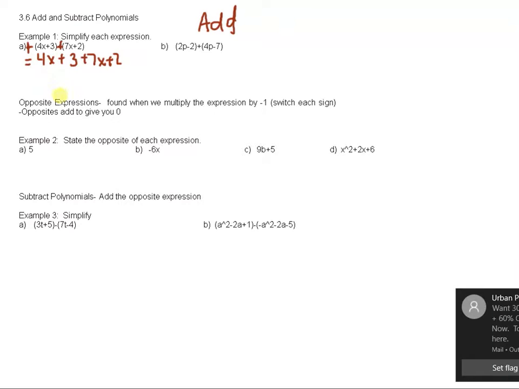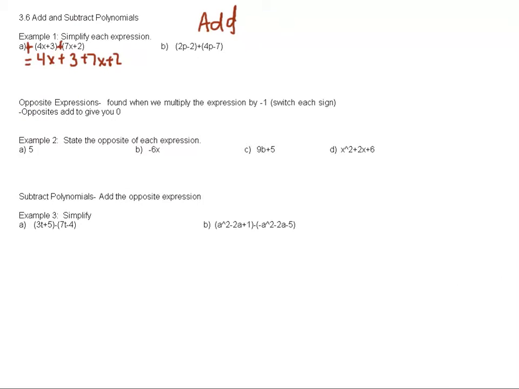And now it's just as simple as collecting like terms. So what's 4x plus 7x? We have 11x, right? Just a reminder, only add the coefficients, don't actually add the variables. We're not doing anything to the variables. And then we have positive 3 and positive 2, so we get plus 5.